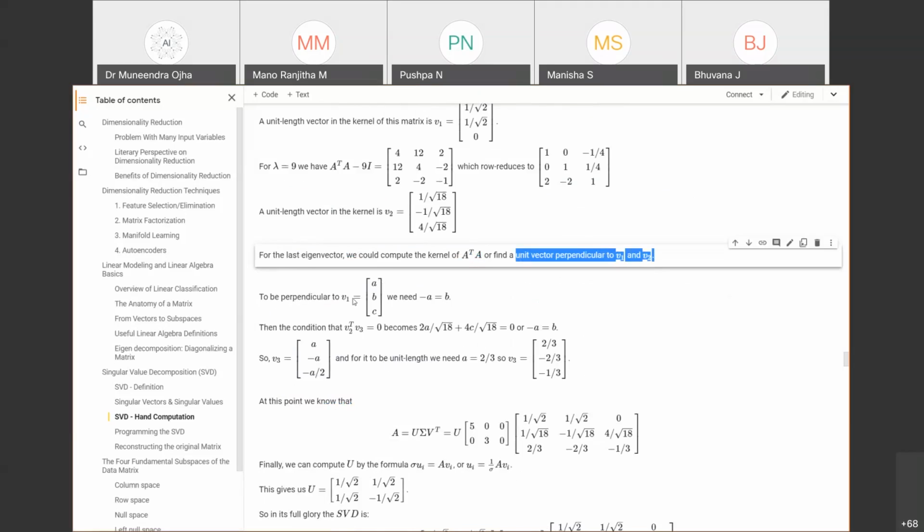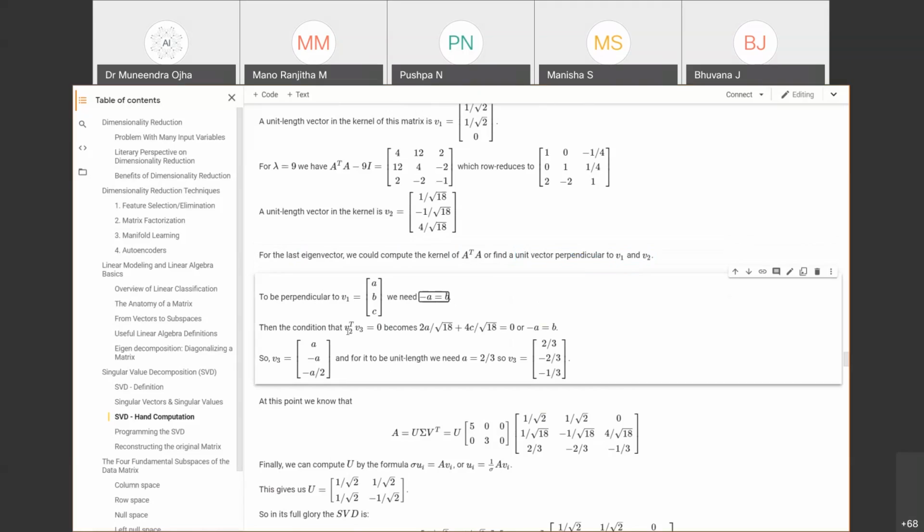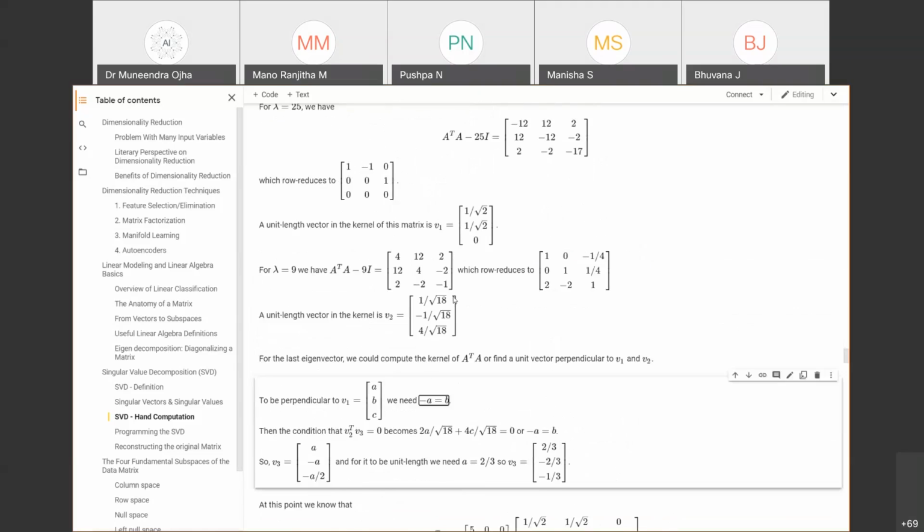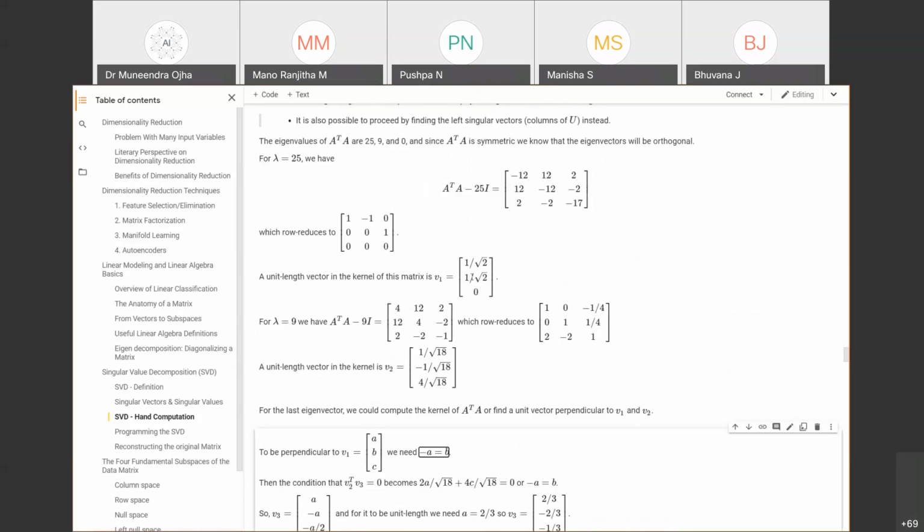So perpendicular to V1, with V3 equal to (a, b, c), we need minus a equal to b, so that if we multiply, we get the dot product to be 0. Then using this condition, V2 transpose V3 equal to 0 becomes 2a upon root 18 plus 4c upon root 18 equal to 0. That is minus a equal to b. Okay. So we have two eigenvectors. Remember, 1 by root 2, 1 by root 2, 0, and 1 by root 18, minus 1 by root 18, and 4 by root 18.